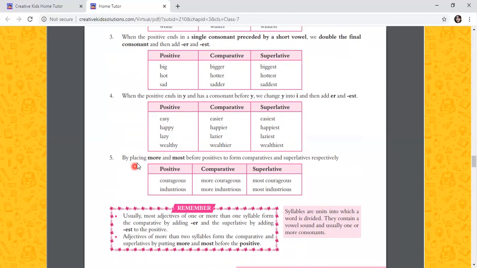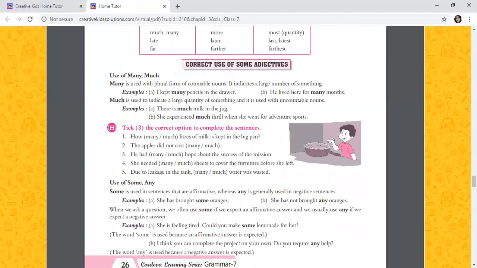Fifth rule: by placing more and most before positives to form comparative and superlative respectively. Courageous, more courageous, and most courageous. In case of comparative degree, we can use more, and in superlative degree, most.